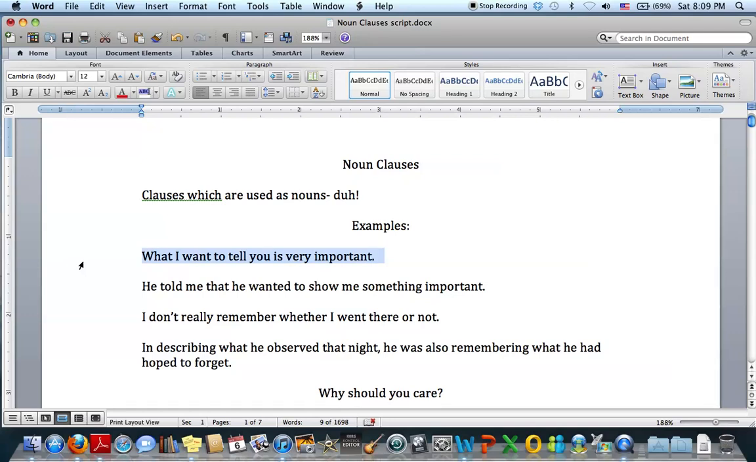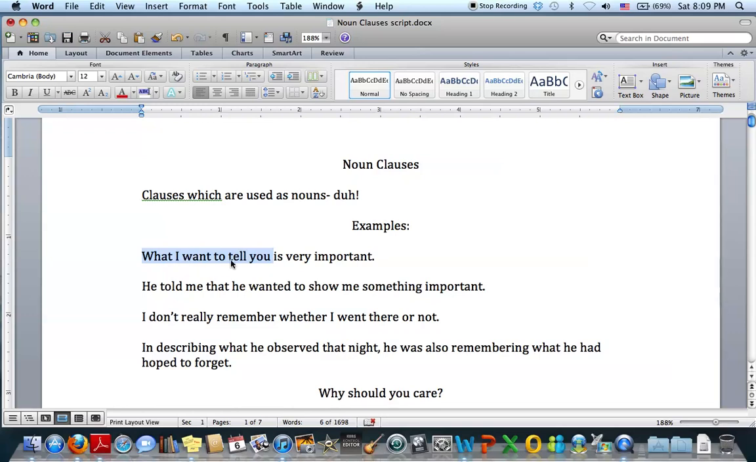Here's the first one. What I want to tell you is very important. Okay, the noun clause right here actually starts at the very beginning. Here it is. What I want to tell you. This actually serves as the subject of the sentence. I know it's the subject because this verb right after it is actually conjugated in the third singular, telling me that whatever came right here has to be acting as the subject.